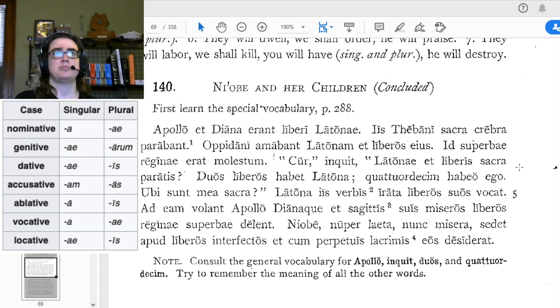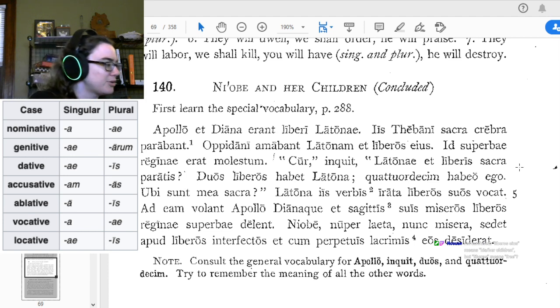We're using the present now. We've shifted into the present, and I'll talk about that in a moment. Apollo and Diana fly to her, and they destroy the miserable children of the arrogant queen with their arrows. Niobe, recently happy, now is miserable. Or, I guess, just Niobe sits, recently happy, now miserable, among her dead children, and she longs for them with perpetual tears. Well, that explains what happened.